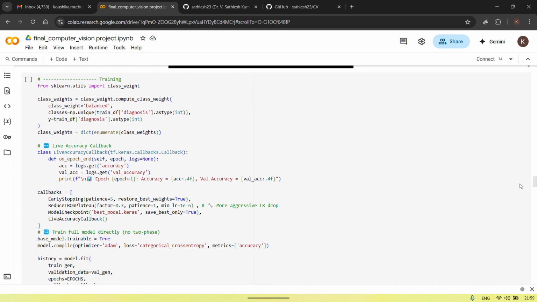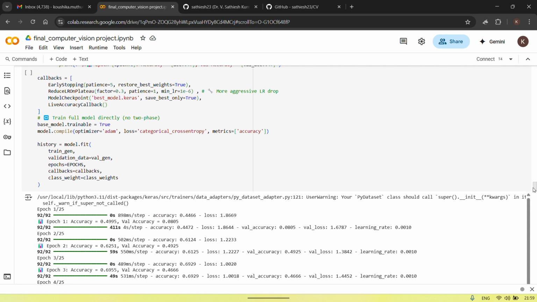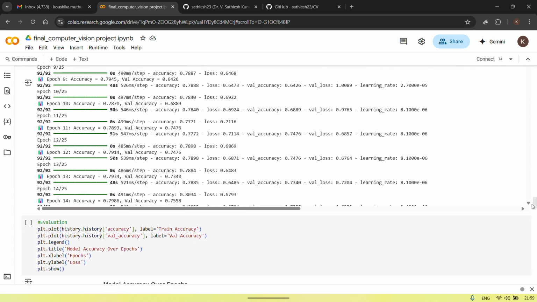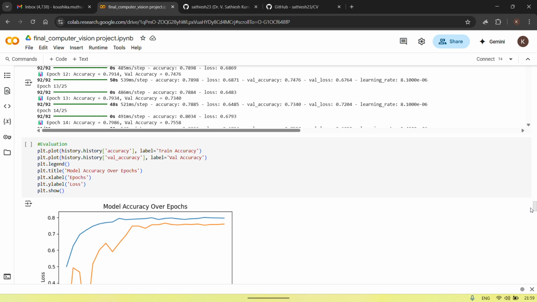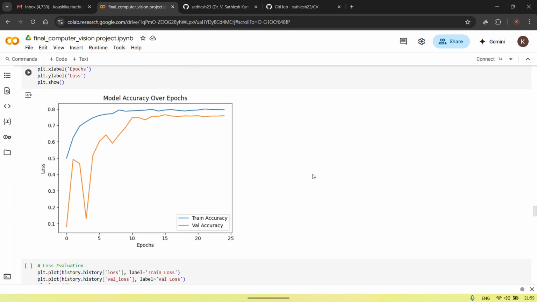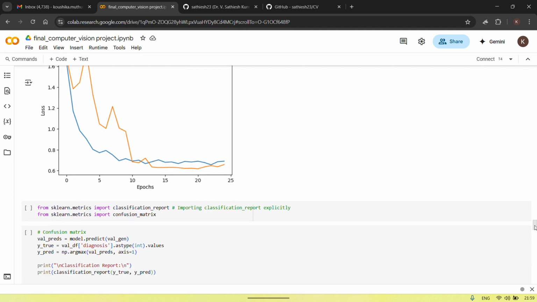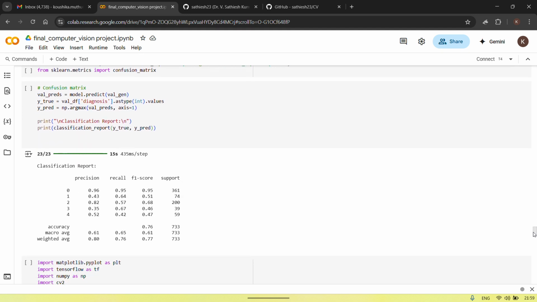Then training comes, where I'm using class weight based balancing. Here, instead of verbose, I'm using a callback. And I have done model fitting, that is, I've trained the model. There are 24 epochs in total. I'm plotting the accuracy and then the loss. Finally, I've printed my classification report, wherein there is 76% accuracy.